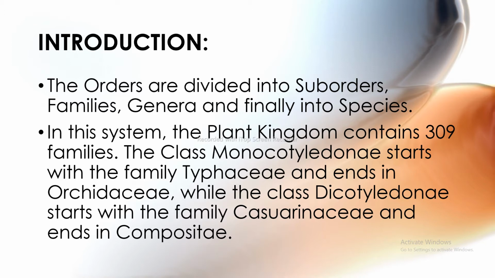In this system, the plant kingdom contains about 309 families. The class monocotyledons starts with a family called Typhaceae and ends in Orchidaceae, while the class dicotyledons starts with a family Casuarinaceae and ends in the Compositae.